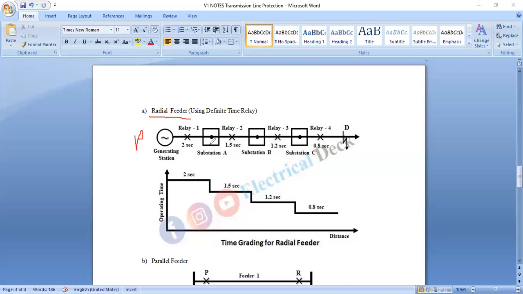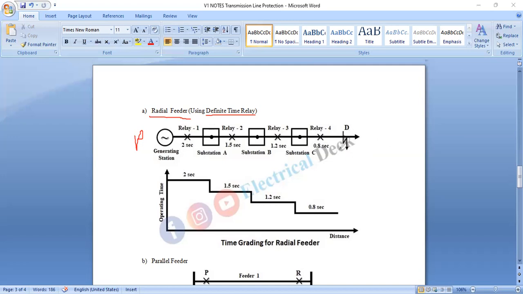So here the total line is divided into different sections, and each section is provided with a definite time relay. We can use the definite time relay for the radial feeder, using overcurrent protection with the time grading principle. This achieves our objective, that the smallest possible part should be isolated in the case of a fault occurrence.